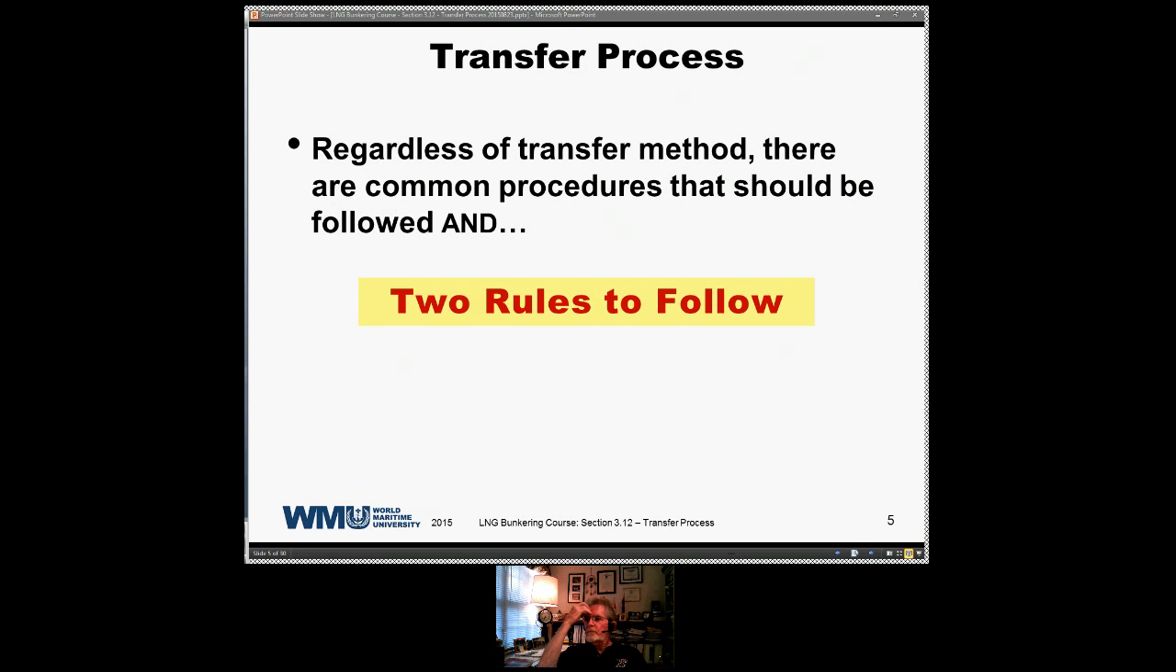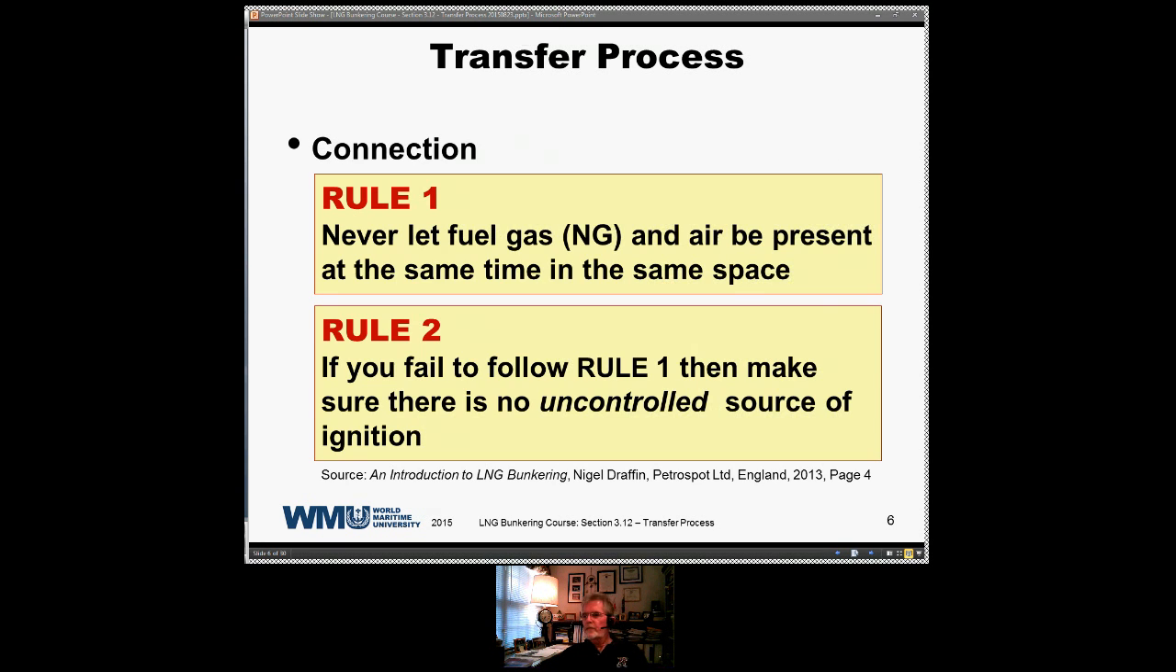Regardless of the transfer process, there are common procedures that should be followed, and there are two basic rules to always adhere to. First rule is never let fuel, natural gas, LNG vapor, and air be present at the same time in the same space. If this is accomplished, you will never have a fire. Never going to have a fire.